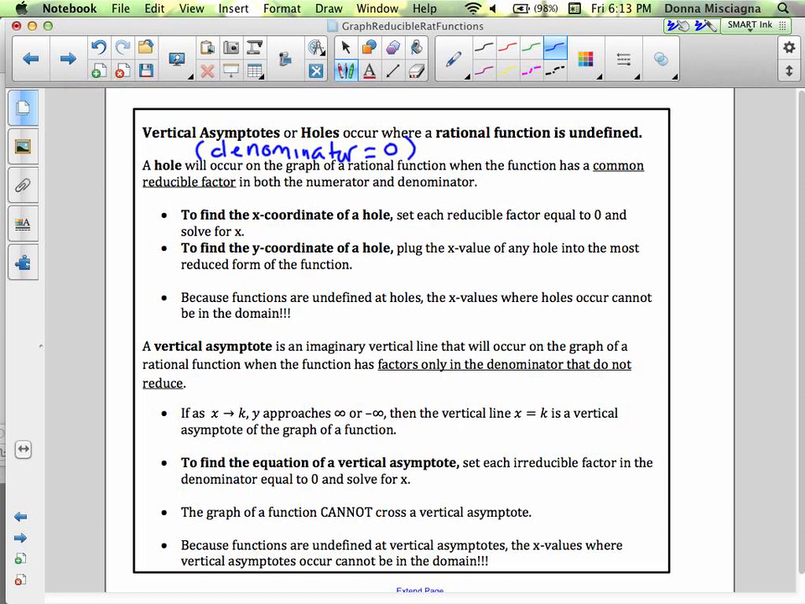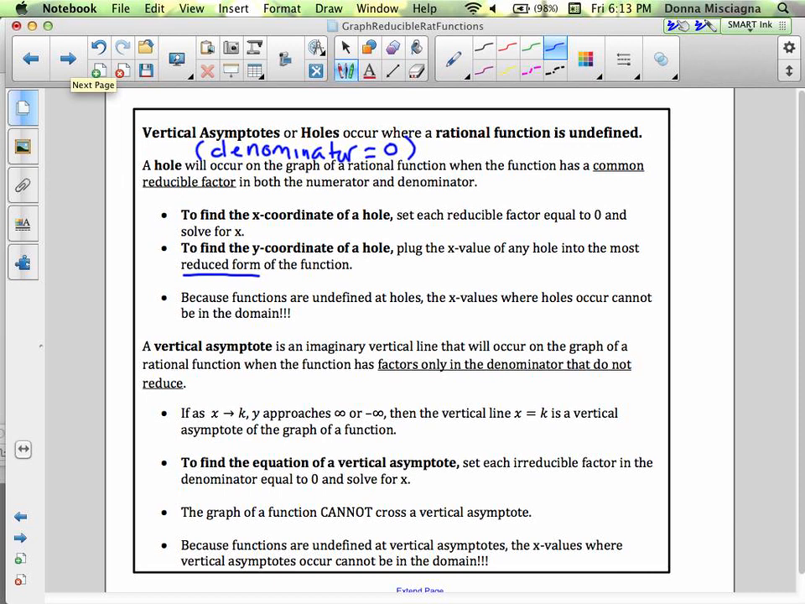So to find the x-coordinate of a hole, we're going to set each reducible factor equal to 0 and solve for x. Anything you could cancel out, that's a reducible factor, and you're going to set it equal to 0. But you need to know the y-coordinate. That just gives you the x-coordinate. To find the y-coordinate, you're going to plug the x value of any hole into the most reduced form of the function. It does have to be the reduced form. If you don't use the reduced form, you just end up with 0 over 0.